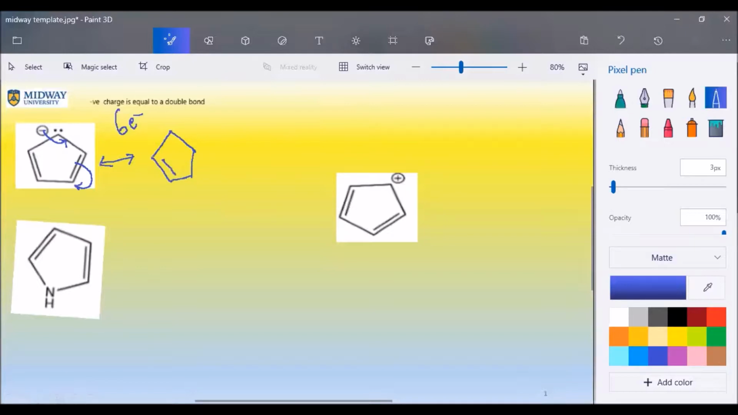This bond has now come here. This has now come here as a negative charge. Let's continue. This negative charge now comes here, makes a bond, and this now comes out as a negative charge. If we continue this process, I'm just going to do this in a different color.